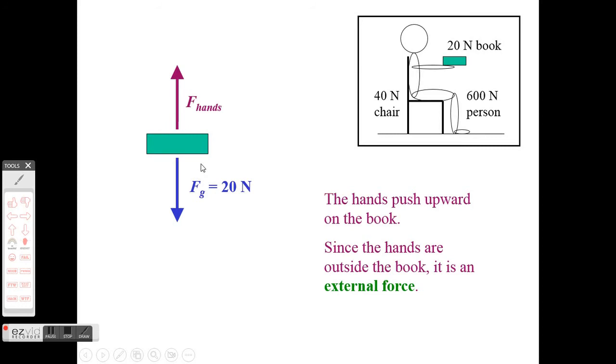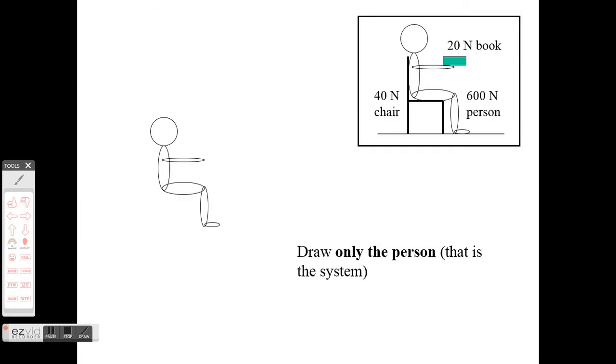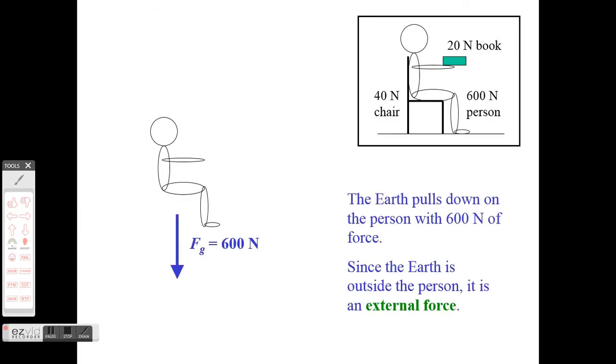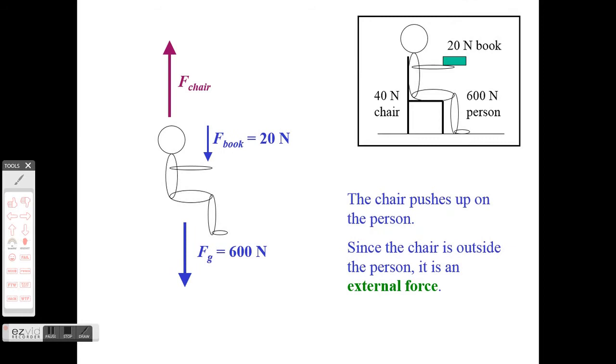The person doing their wall sit here. 600 newtons pulls them down towards the Earth. Again, Earth is outside of them, so that's external. The book is pushing down with 20 newtons of force, also outside of the person. And finally, the chair pushes up on the person. The chair is outside of the person, also an external force. It is preventing them from smacking themselves down onto the floor.